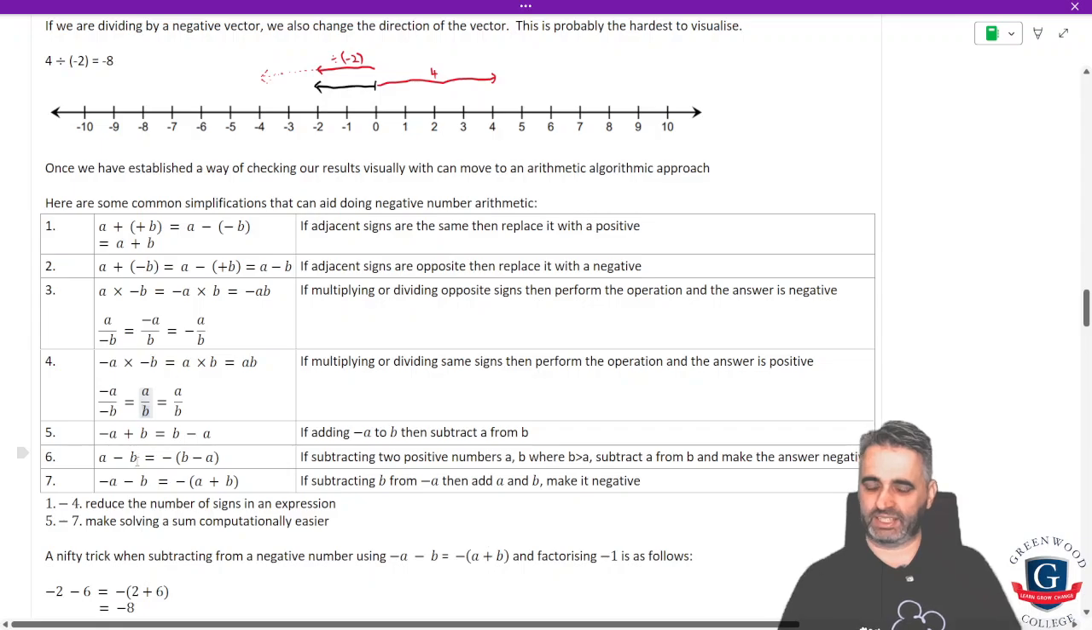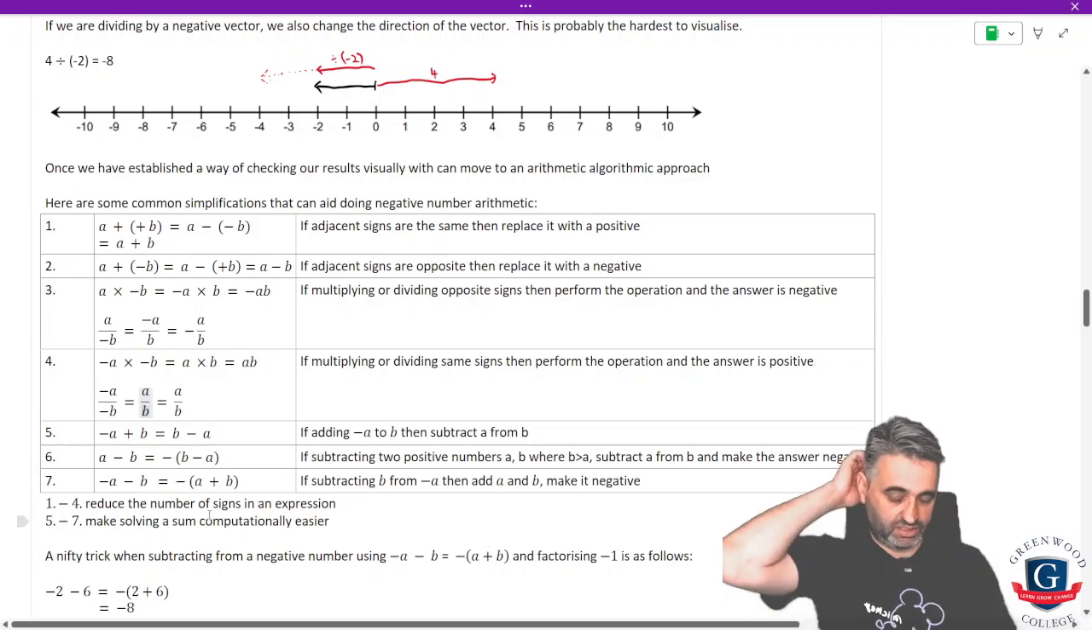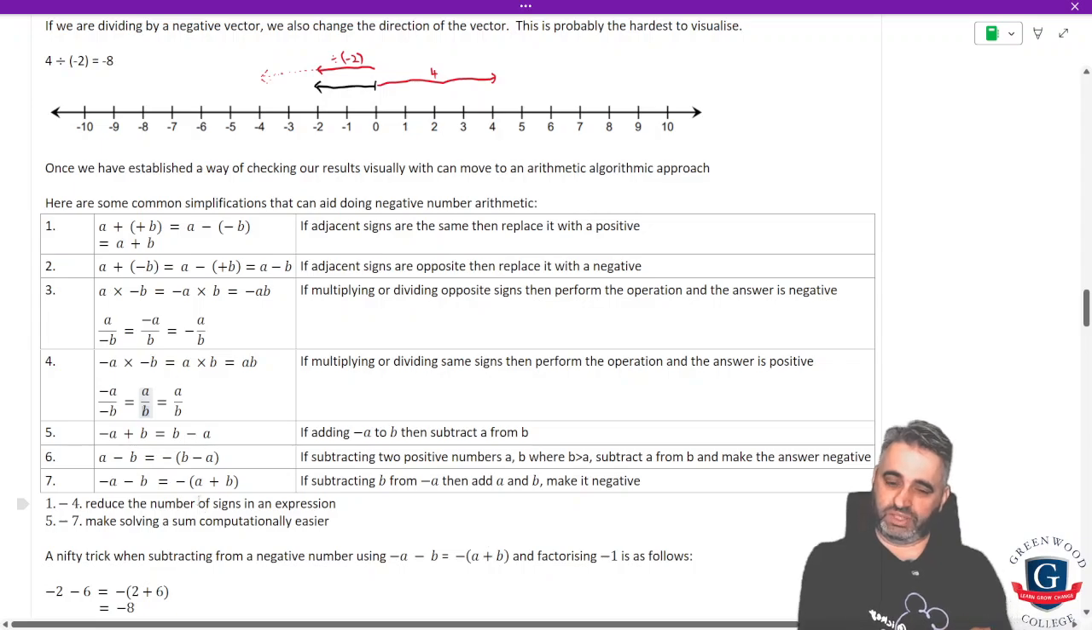If we have a take b, we can simplify that to negative b take a. This can be handy when we're subtracting and b is larger than a. And negative b take b is equal to negative a plus b. This is handy when we're going to be adding up beyond 0. In fact, both of these cases are when we're going to cross 0 on the number line.